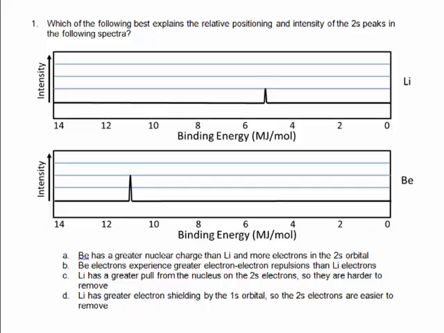Here's the question asking you to compare one specific peak from the lithium and beryllium spectra. Notice that it does not show you complete spectra, only the peaks referred to in the question. Which of the following best explains the relative positioning and intensity of the 2s peaks in the following spectra? In other words, why is the beryllium 2s peak to the left higher in energy than the lithium 2s peak? And why is the beryllium peak taller than the lithium peak? Intensity refers to peak height.